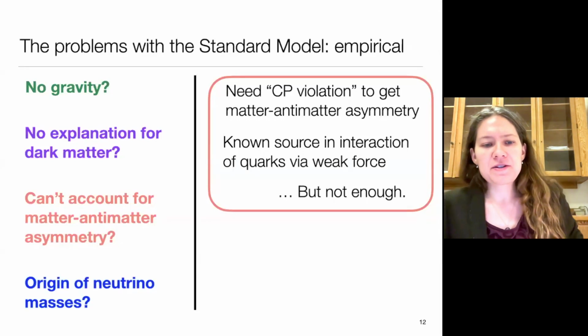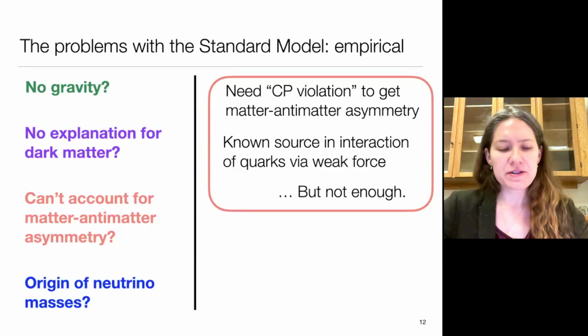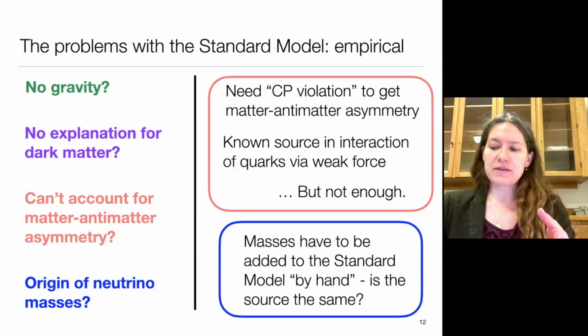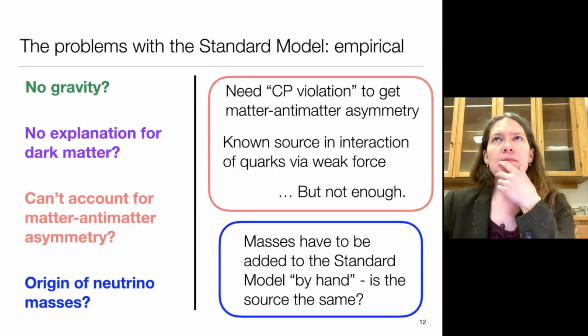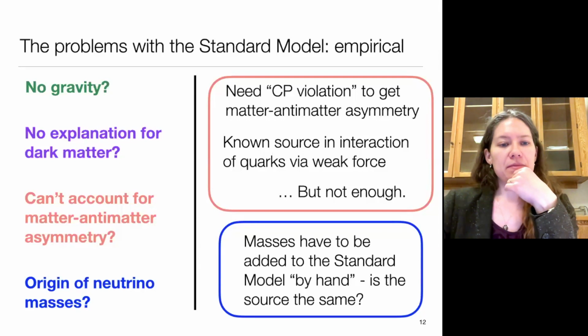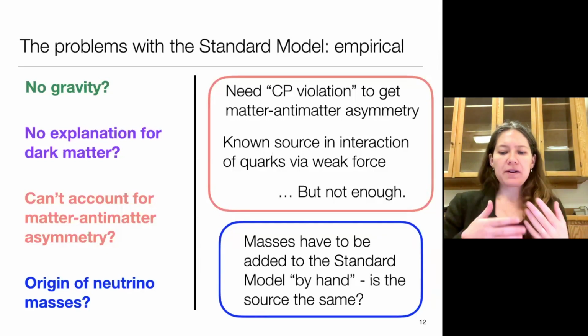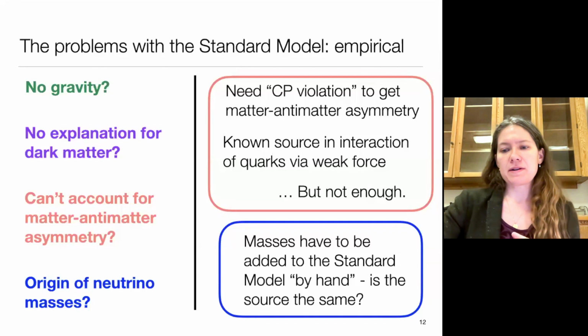And the fourth thing I'll mention is the origin of neutrino masses. So I mentioned neutrinos are very, very light leptons. They don't work in the standard model the same way as the other particles. And if you want to get masses for them in the standard model, you basically have to add the masses by hand, which feels kind of weird because for the rest of the particles, the mass just comes out of the math. So that also suggests that maybe there's something going on there we don't quite understand.